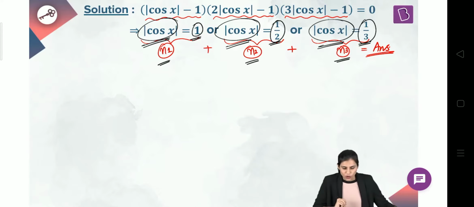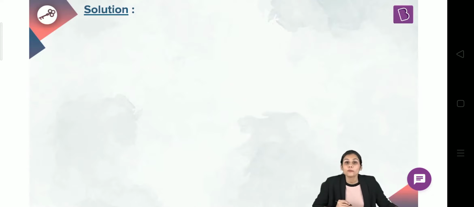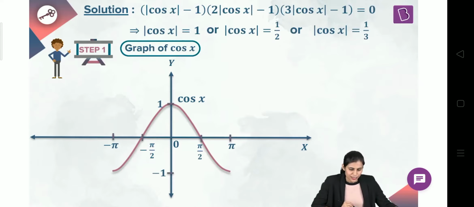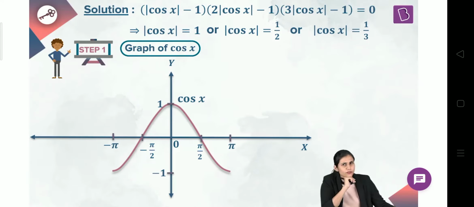So let's begin. We'll begin with plotting the graph of mod cos x. Got it? Let's start. For plotting the graph of mod cos x, I first of all should be aware of the graph of cos x. Yeah, I already know how the graph of cos x looks like. And mind it, I'm only interested in the graph of cos in the interval minus pi to pi. Okay, that's why the graph is not drawn beyond these 2 points.